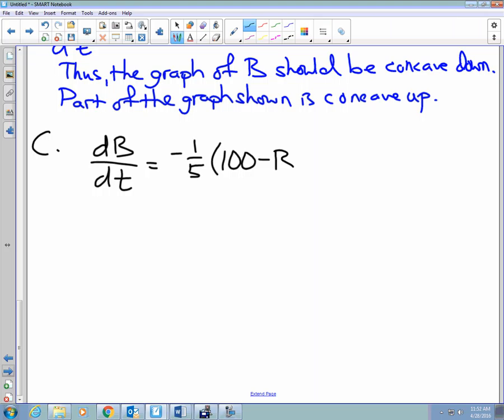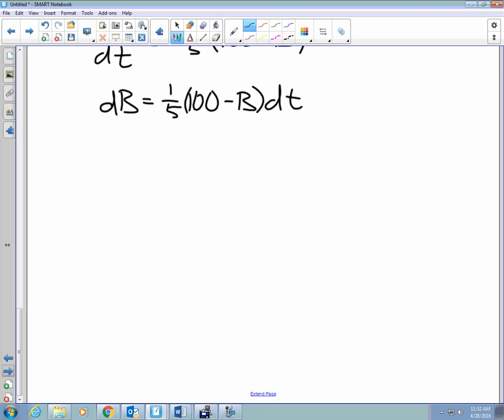Here we have it. Solve? Oh, it's been negative. Wasn't it? Oh, sorry. What do I do? Cross multiply. dB is equal to 1 over 5 times 100 minus b dt. Do I have any t values?